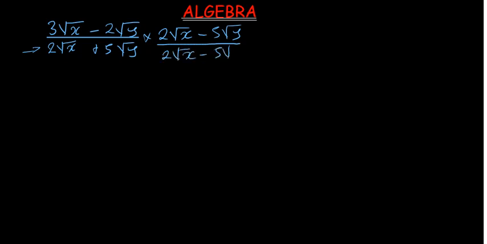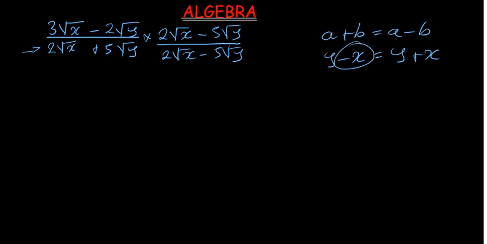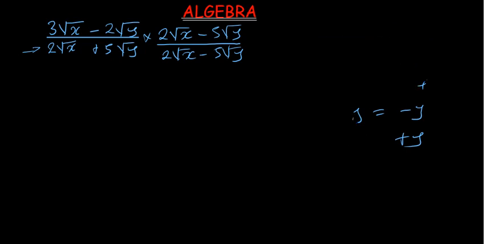Just in case you haven't come across the conjugate: if you have a plus b, the conjugate of a plus b is a minus b. If you have y minus x, the conjugate is y plus x. So you just change the sign of the value that is there. Even if it's a single variable or a number, for example if it's 4, the conjugate is negative 4. If it's y, the conjugate is negative y. If it's negative y, the conjugate is positive y. That's what we mean by that.